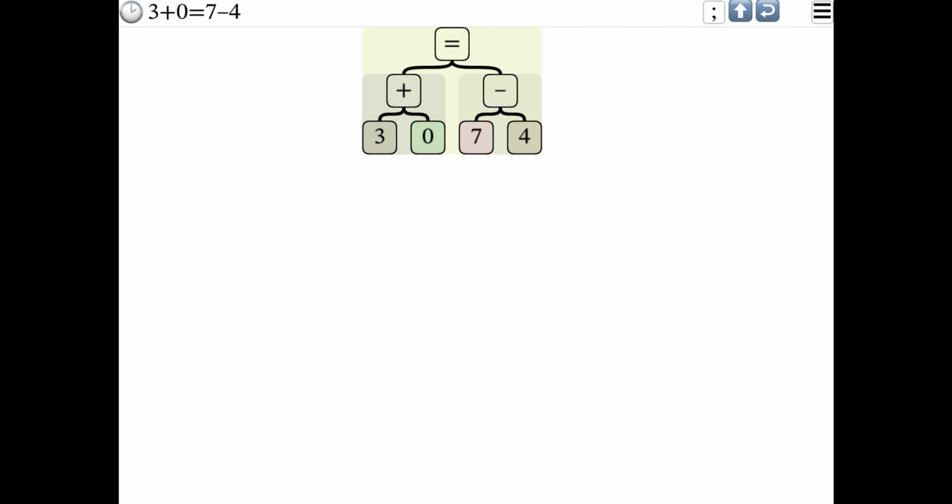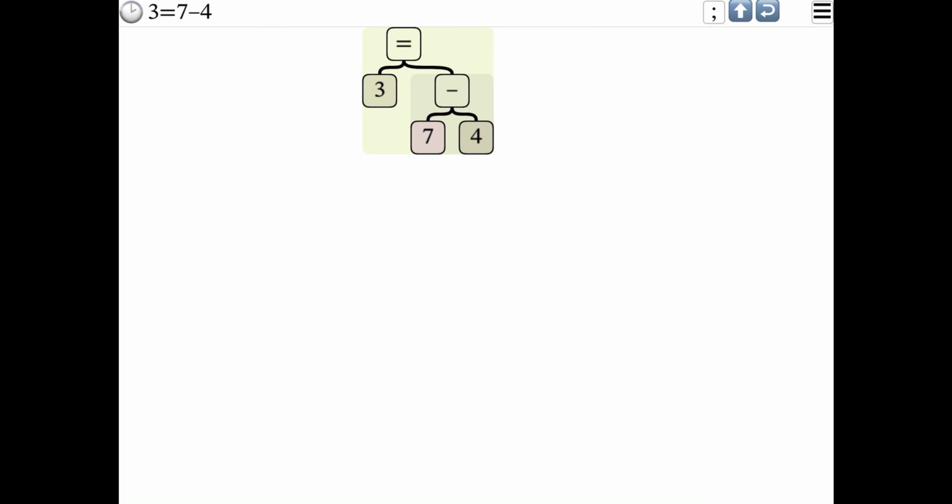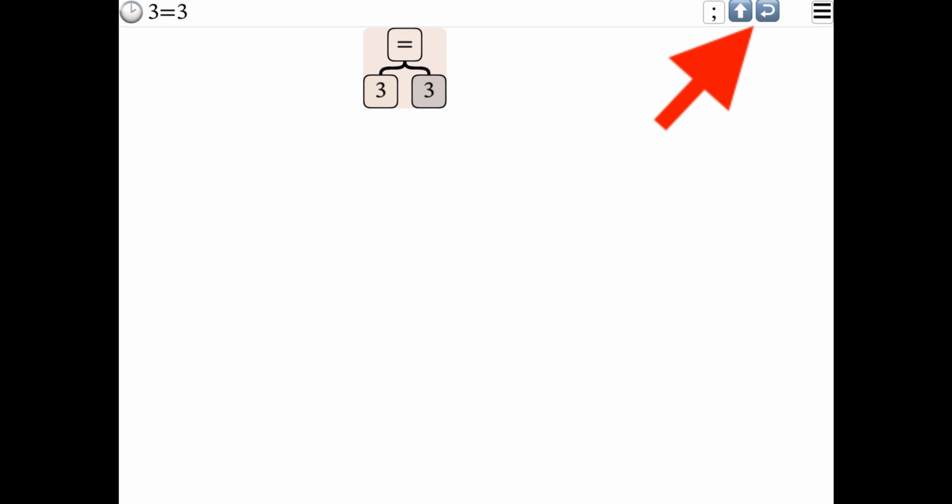Now we can make the 0 go away by dragging it onto the addition operator. Because adding 0 to any number is the same as that number by itself. And if the original equation was true, then this new equation is also true. You can double tap equals to be sure. Tap undo until you get back to where we started.